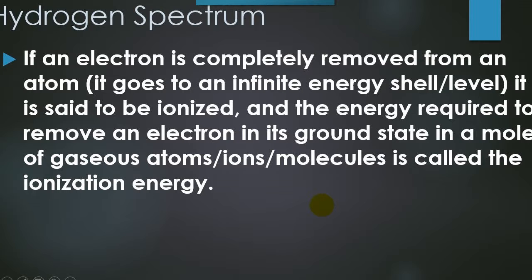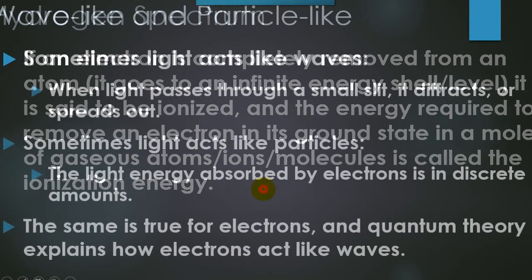Now it's possible when an electron or atom absorbs energy, the electron is completely removed from the atom, and we could say that it goes to an infinite energy shell or level. When that happens, it's said to be ionized, and the energy required to remove this electron from its ground state in a mole of gaseous atoms, ions, or molecules is called the ionization energy. So we can remove electrons from atoms, we can remove electrons from molecules, or we can remove electrons from ions. Something can already be an ion, and we remove an extra electron from it. Whenever we remove that electron, that is the ionization energy. The energy required to remove that electron is the ionization energy.